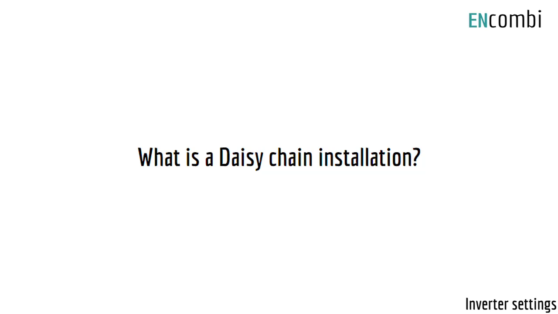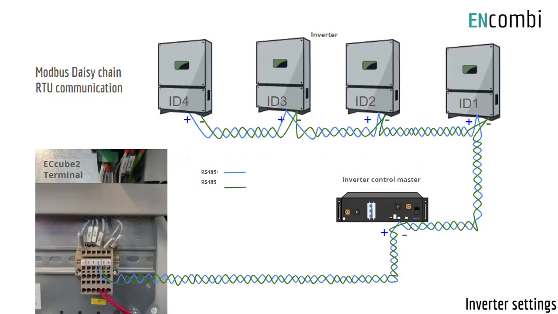What is a daisy chain installation? Daisy chain installation is a wiring scheme in which multiple devices are wired together in sequence or in a ring, similar to a garland of daisy flowers. Daisy chains may be used for power, analog signals, digital data, or a combination thereof.